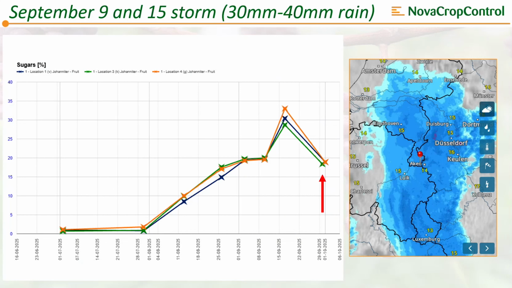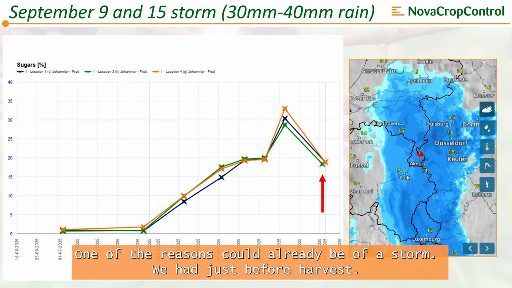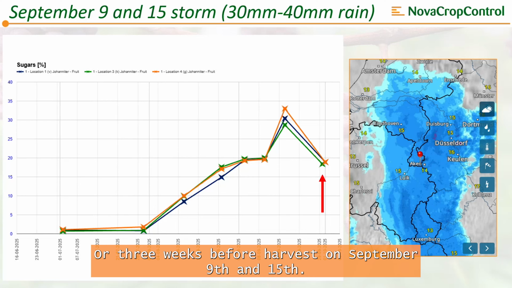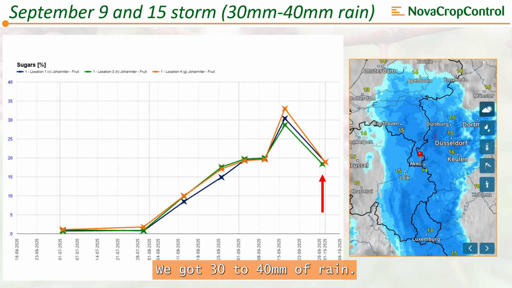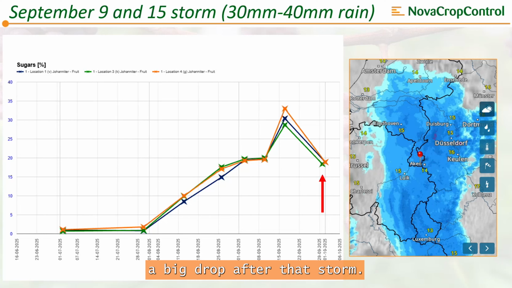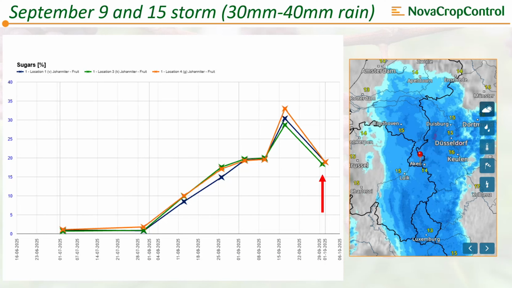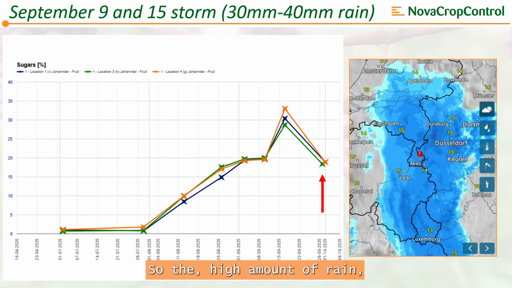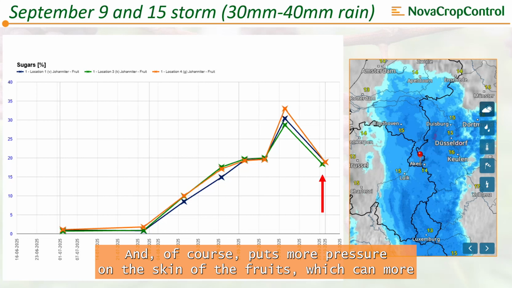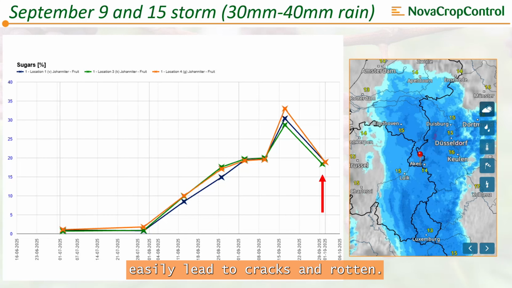Now, one of the reasons could already be a storm we had just before harvest, say 3 weeks before harvest. On September 9th and 15th, we got 30 to 40 millimeters of rain. And as you can see with the sugar levels in the fruits, a big drop after that storm. So the high amount of rain brought a lot of water into the fruits, which diluted the sugars, and of course puts more pressure on the skin of the fruits, which can more easily lead to cracks and rot.